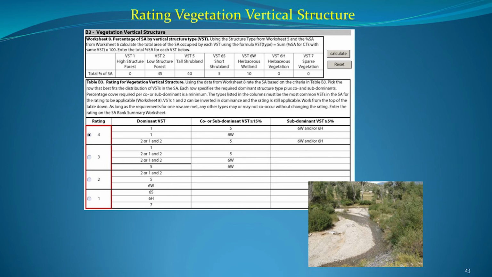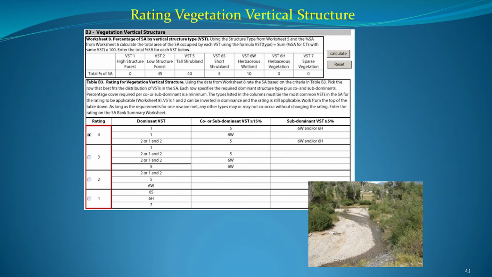And the ratings table requires a human to do it. We can't teach the machine to do this because it's so many if-then statements. It's not that hard, but you do have to follow the directions and go by the rules through the ratings table. And what you do is you always start at the top of the ratings table.